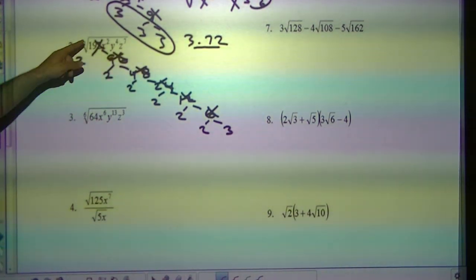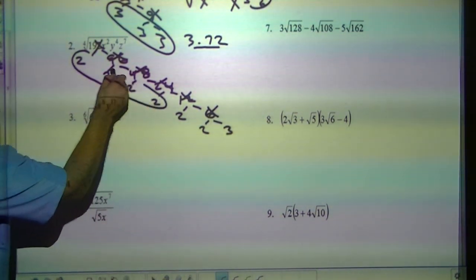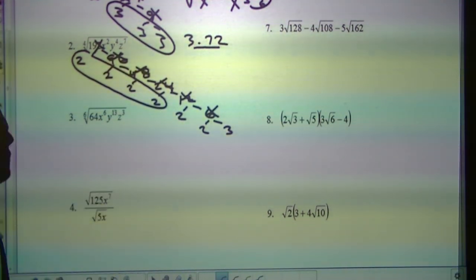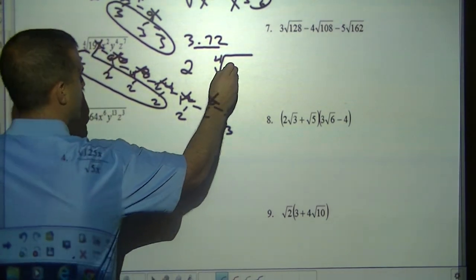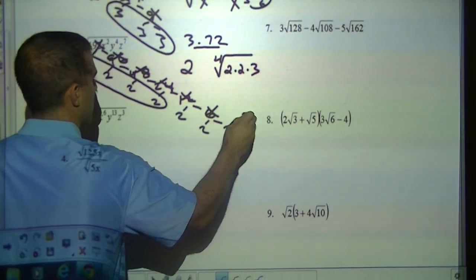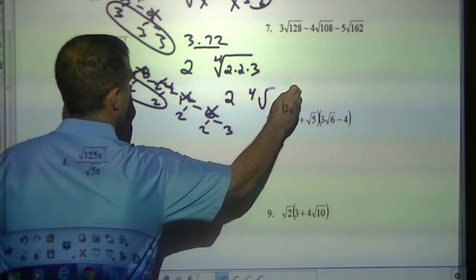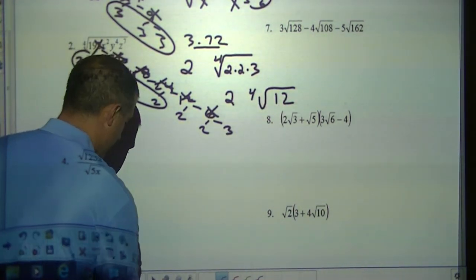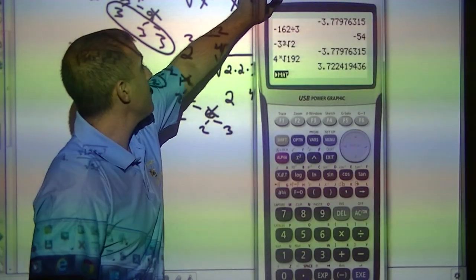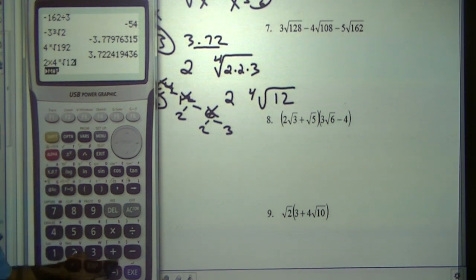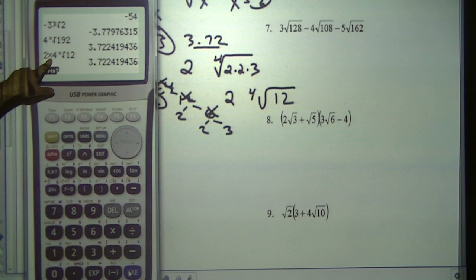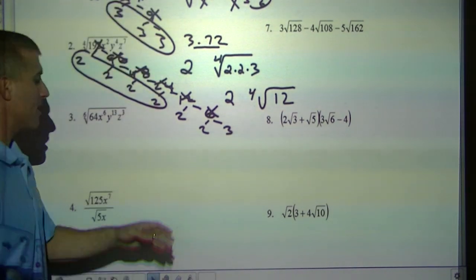Since it's a fourth root, I'm looking for groups of 4. So there's a group of 4. These all are leftovers. So I'm going to have 1, 2 on the outside. I'm going to have 2 times 3 on the inside, which would give me 2 fourth root of 12. Now how do I make sure I'm right there? Am I right with my number? 2 times the fourth root of 12, and I can see that is the same answer. So numerically, I'm good.